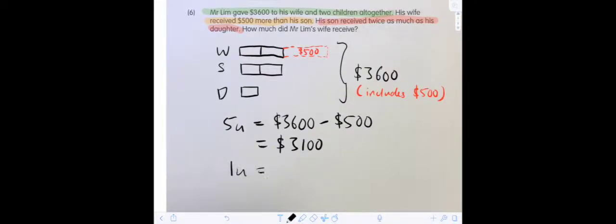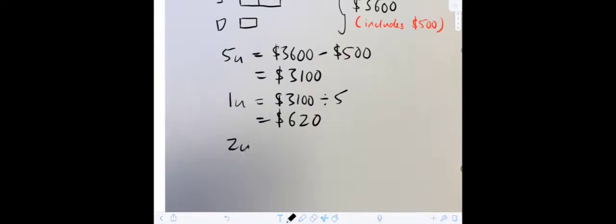From here you can find what's 1 unit. You just divide 3,100 by 5. You get 620, if I'm not wrong. After you have 1 unit, it's very easy to find how much the wife received. Just find how many black units there are, then add the $500. So from here you need to find what's 2 units: 620 times 2. You get 1240. Add the extra $500 that the wife got, the red color portion, you get 1740.